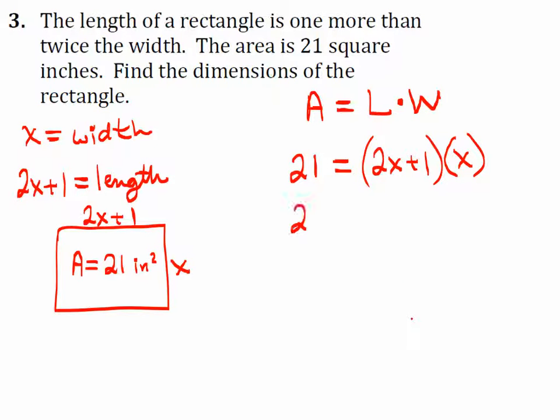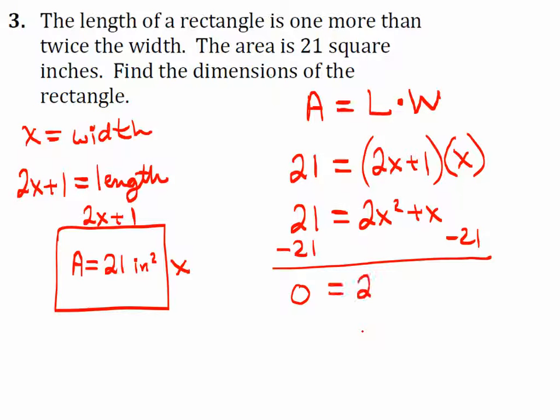See, some people are done here already. So distributing the x gives you 2x squared. Distributing the x again gives you the x. And let's move this 21 over here. So how about 0 equal to 2x squared plus x minus 21.